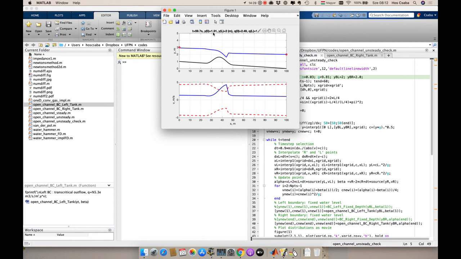As the velocity increases, the kinetic energy term increases. So the difference here between this is the tank water level, this is the water level, the 1.91 is the water level at the beginning of the channel.